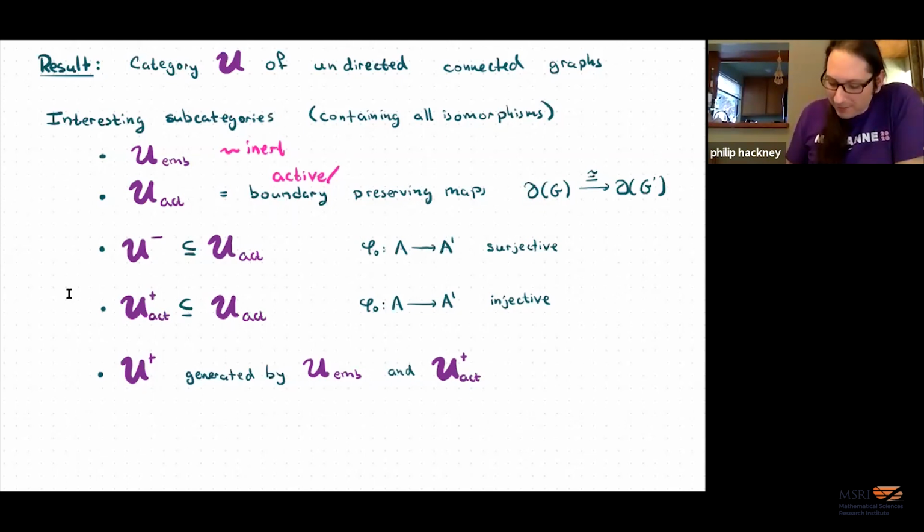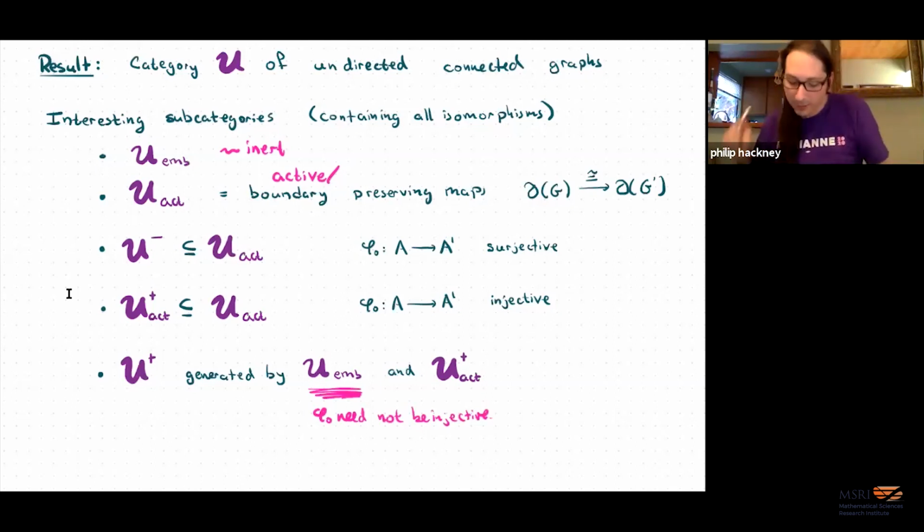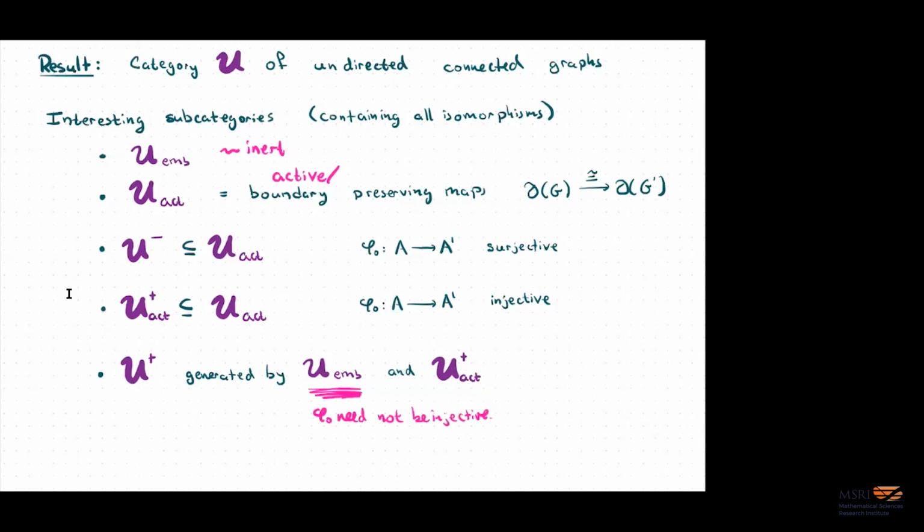There are other descriptions of this, but one issue is that these are not necessarily injective on arcs, as we've seen before. Otherwise, we could just say this U plus consists of the things that are injective on arcs.